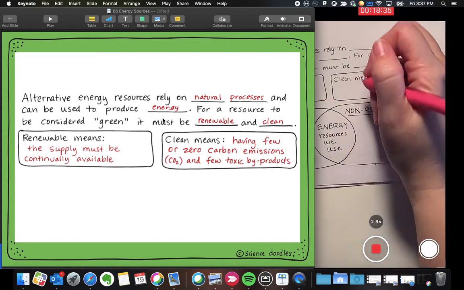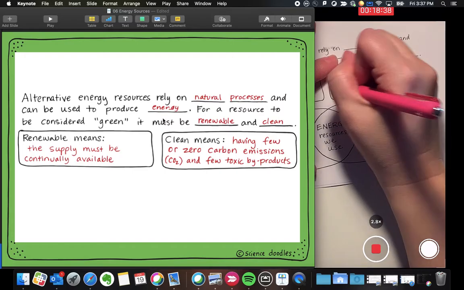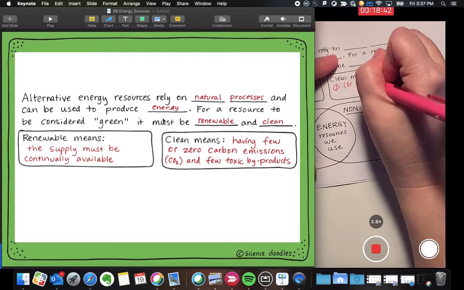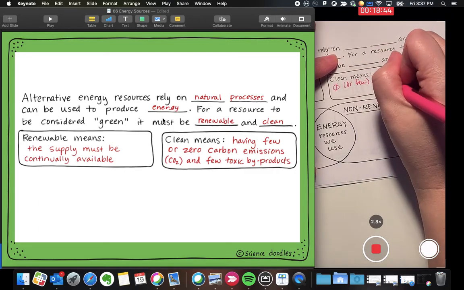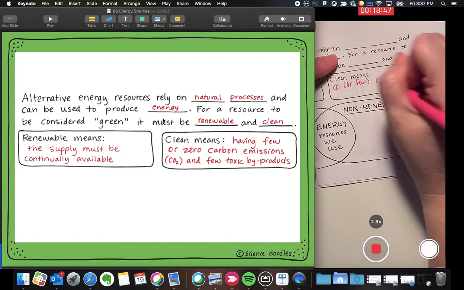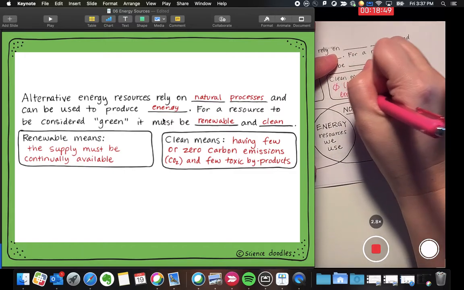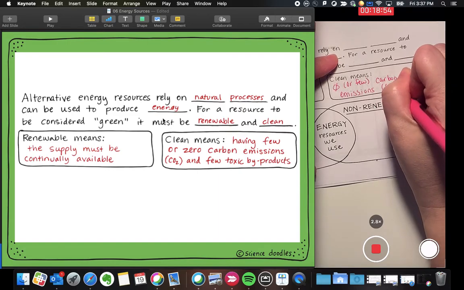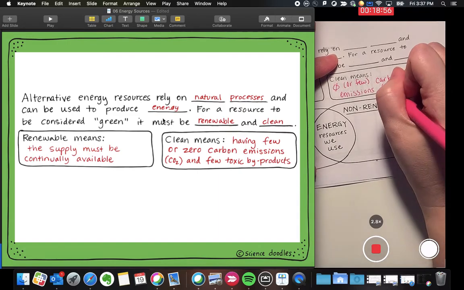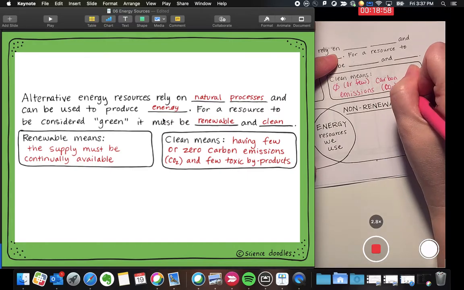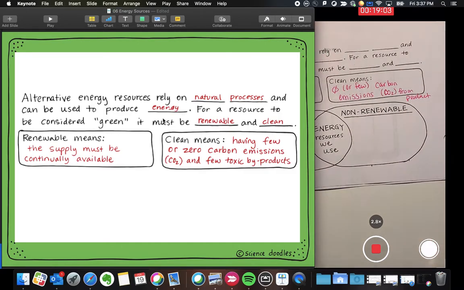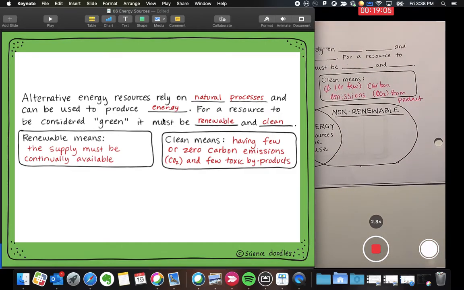Clean means that there are zero or few carbon emissions. So there's zero or few carbon emissions, or CO2, that come off of this product.